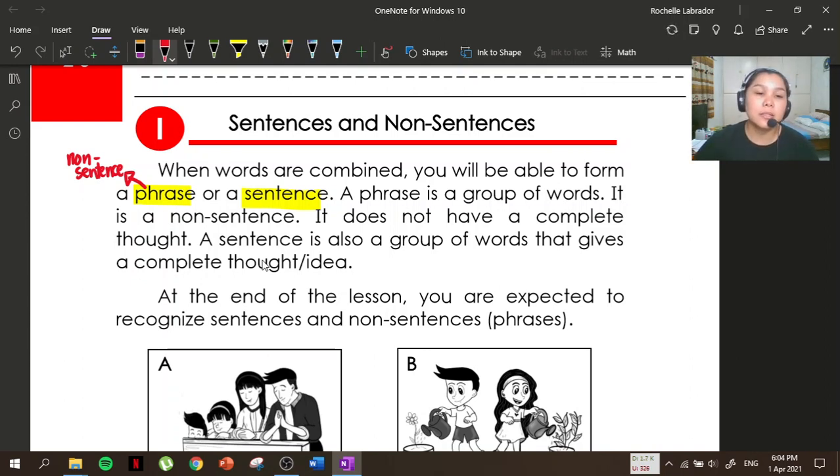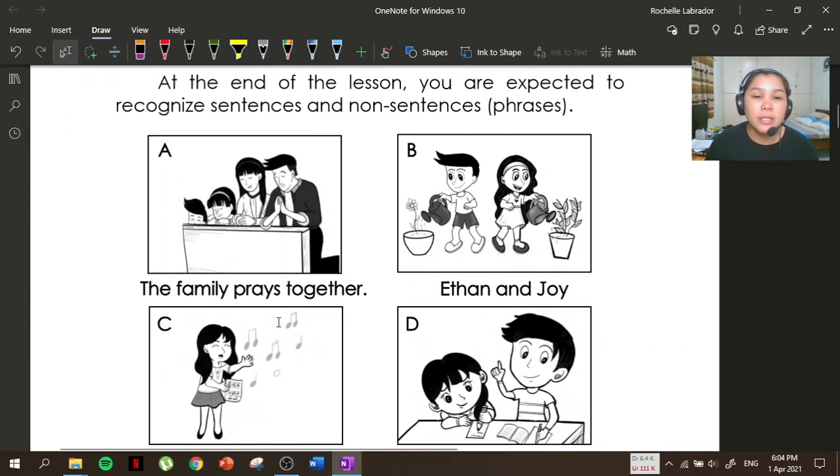While on the other hand, a sentence is also a group of words, same with phrase, a group of words that gives a complete thought or idea. So they differ on the thought given. A phrase does not tell a story because it's not yet complete. The sentence now, it tells a story. Kumbaga mas kompleto ang sentence, unlike with phrase, medyo pa siya bitin. At the end of the lesson, you are expected to recognize sentences and non-sentences. So this is the objective. Let's move on to the examples below.